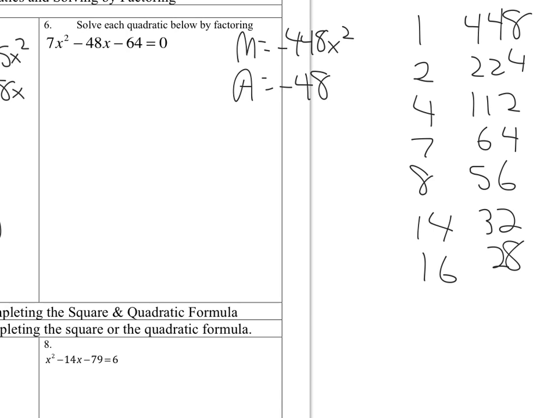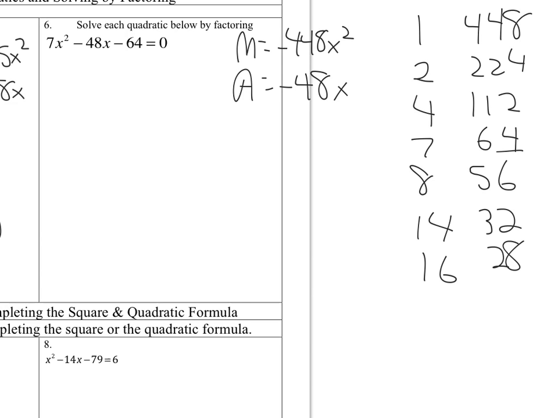17 doesn't work. 18 doesn't work. 19 doesn't work. 20 doesn't work. 21 doesn't work. 22. Oh, I'm done. Can't find any more. So now I need numbers that add to 48, negative 48, and multiply to negative 448.